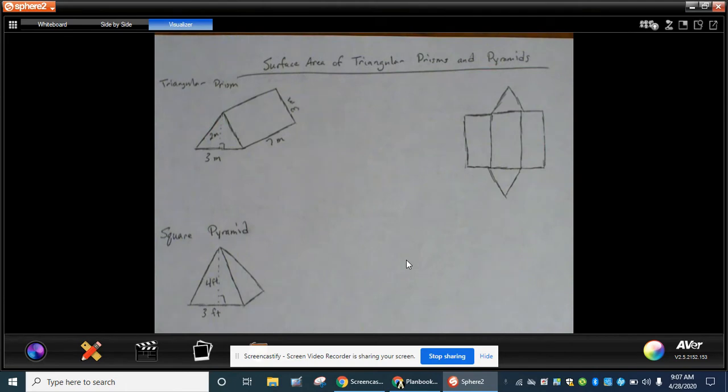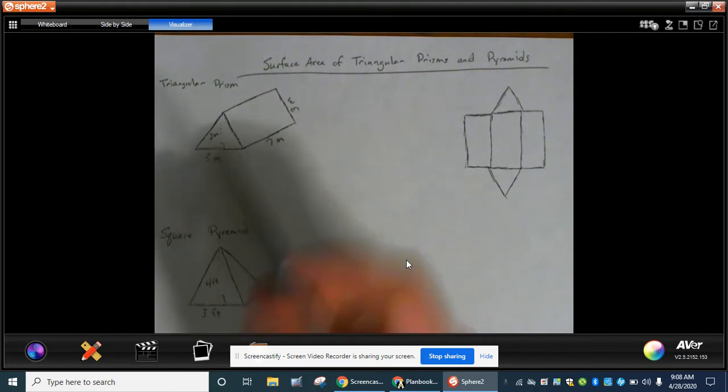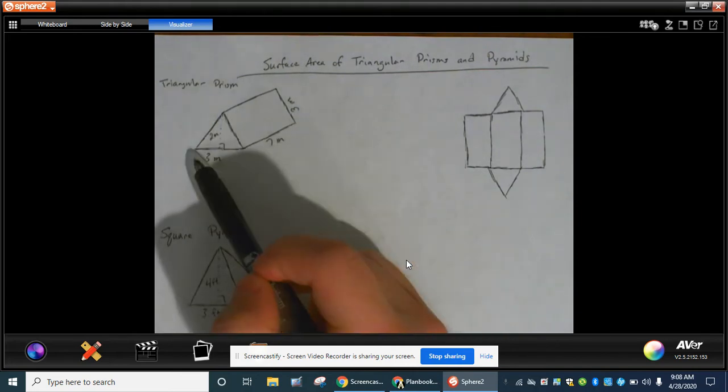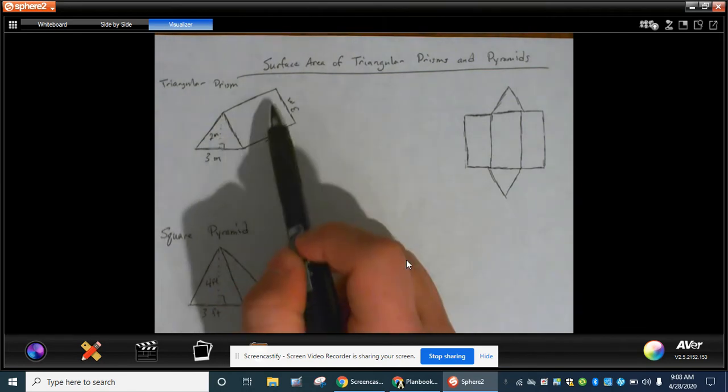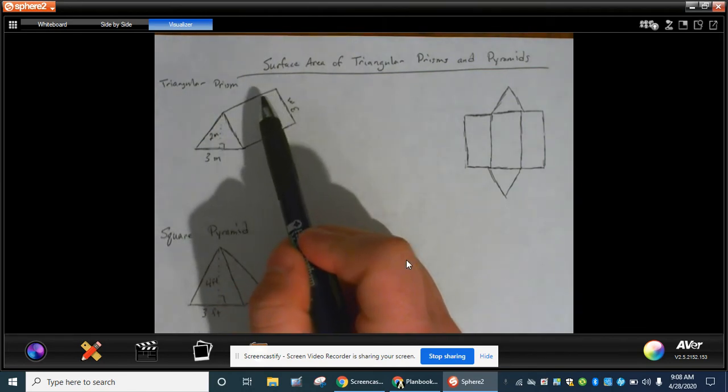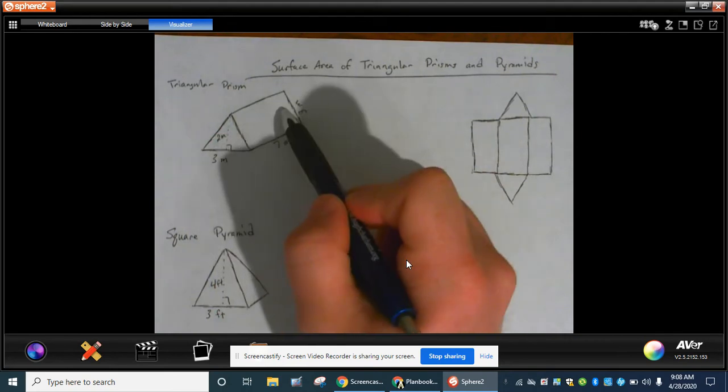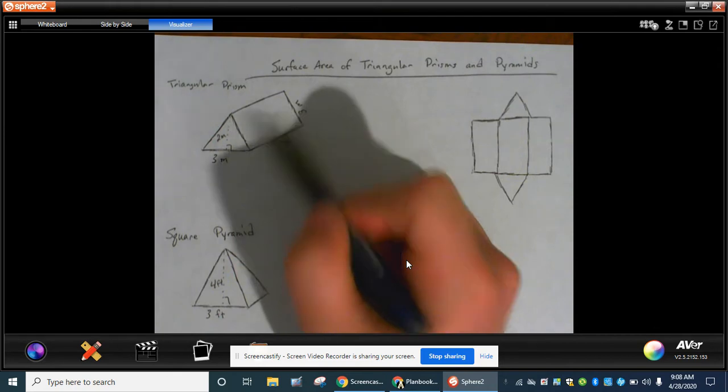Alright, so a triangular prism essentially has triangles as its base, okay? So I have a triangle here with a base of 3 meters and a height of 2 meters. And just like it would be in a rectangular prism, it has an opposite face. The opposite face is going to be the exact same measurement as the front face.